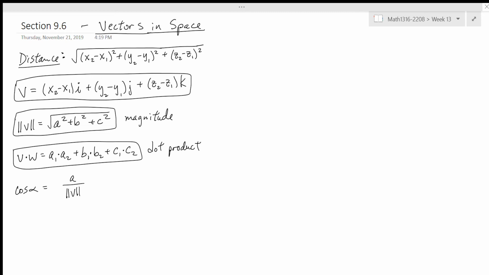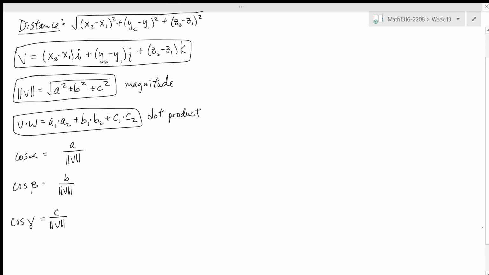With this given, y'all know what that means? Magnitude, okay. And then we're going to have cosine of beta is going to be b over magnitude of v. And cosine of, what is that, gamma? I did the best I could. c over magnitude of v. And let me scroll up just a little bit. And those bad boys are when it says find the direction angles of each vector. Finding the direction angles.